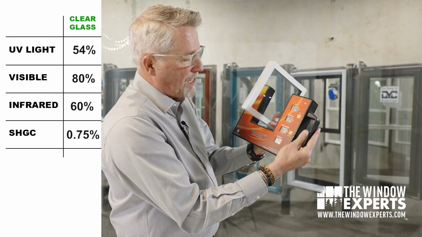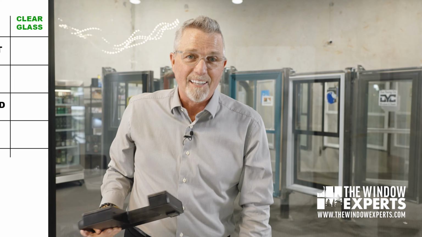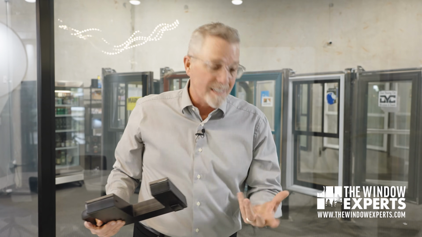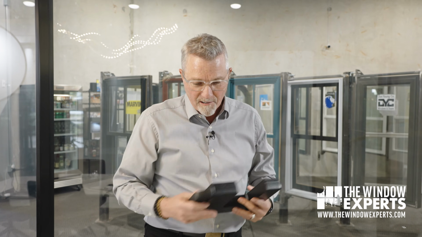Up here at the UV, you see 54%. UV is the rays that actually attack things, right? Like when you get skin cancer. What you're trying to prevent if you're wearing sunscreen is the ultraviolet rays from doing damage to your skin. They also damage your floors, your furniture, your drapes, those sort of things in your house.